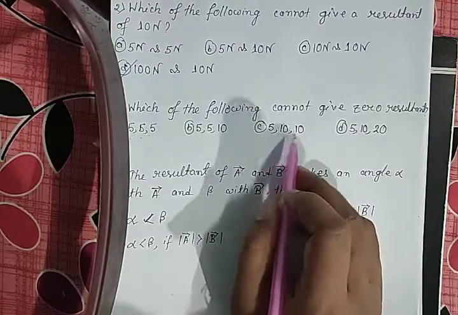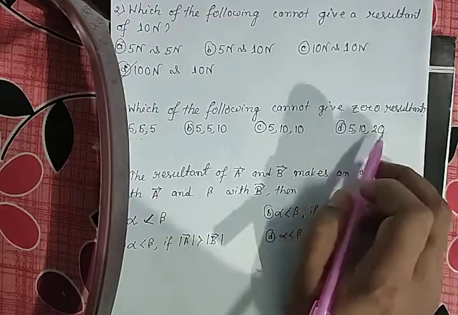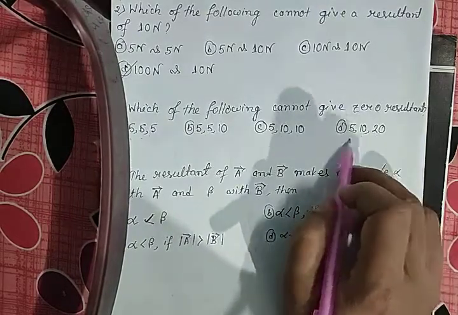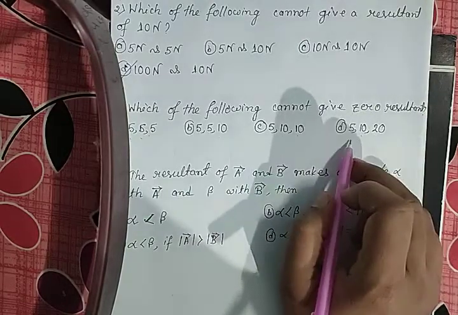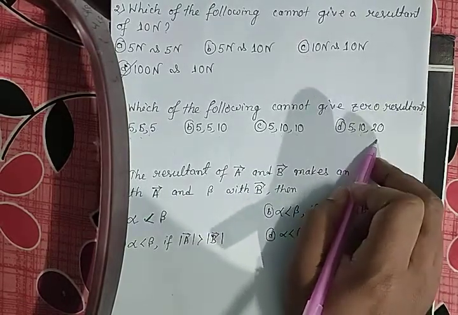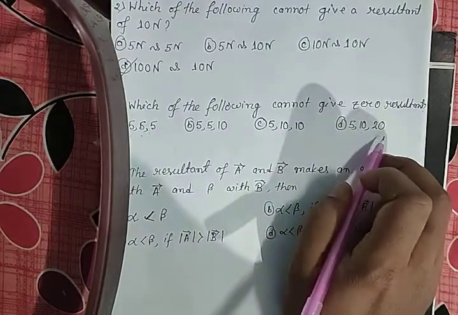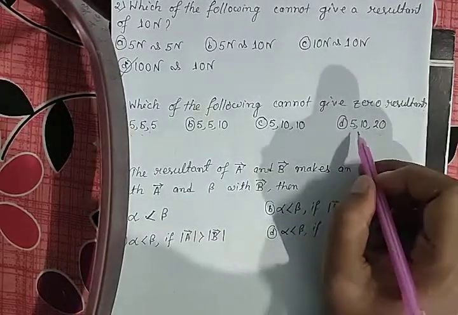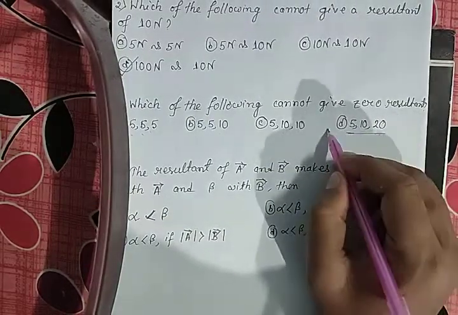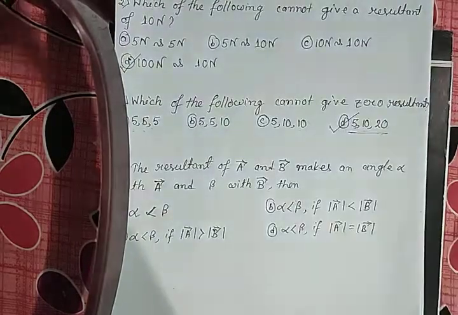5 plus 10 is 15, and 15 is greater than 10. But in the last case, 5 plus 10 is 15, which is less than 20. That means you cannot arrange them in a triangular shape, because the property of a triangle is that the sum of any two arms must be greater than or equal to the third arm. So 5 plus 10 is 15, which is less than 20, and you cannot arrange these three vectors in a triangular shape. So your answer is option D.